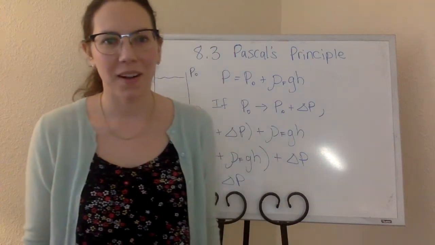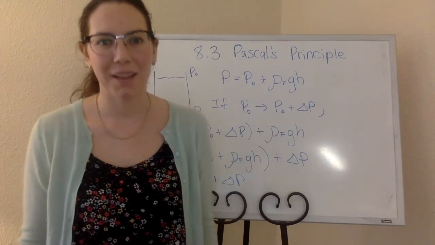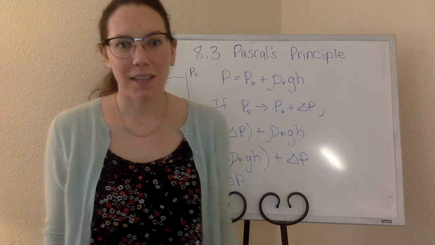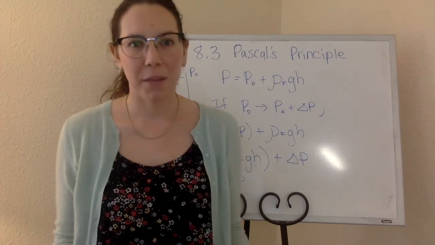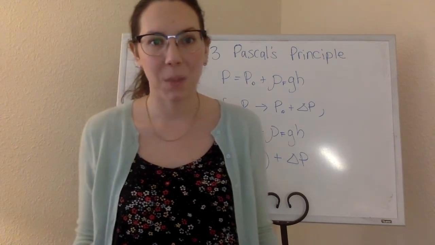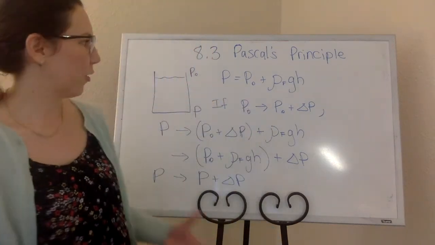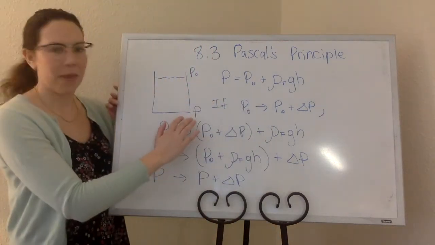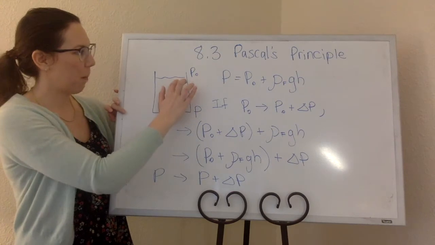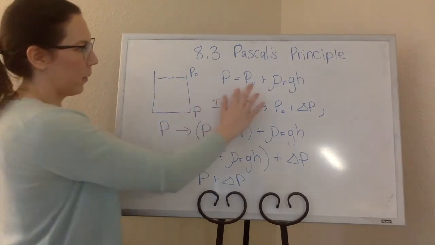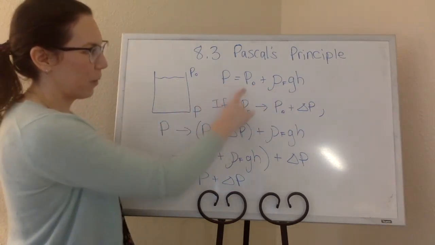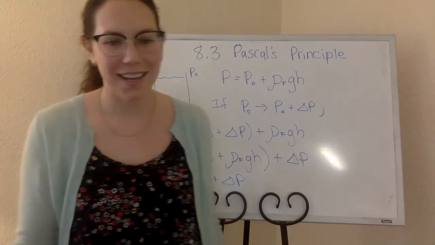In this video, I'll cover 8.3, Pascal's principle. Suppose we have a fluid in equilibrium so that the hydrostatic equation applies. I've drawn this on the board here. We have the pressure at the bottom is P and at the top of the region is P naught. So here's our hydrostatic equation, P equals P naught plus rho g h.